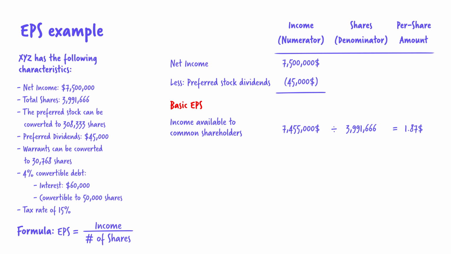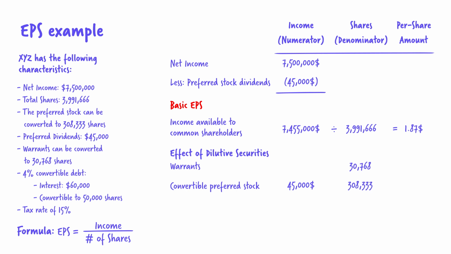The potential dilutions are that warrants can be converted to shares. We have to adjust for that, and we need to increase the total number of shares. Next, if the convertible preferred stock is converted to common shares, then we do not have to pay dividends anymore. So cash available to shareholders increases by $45,000.